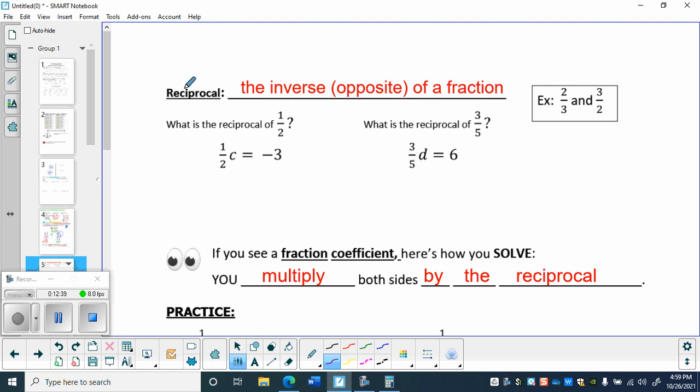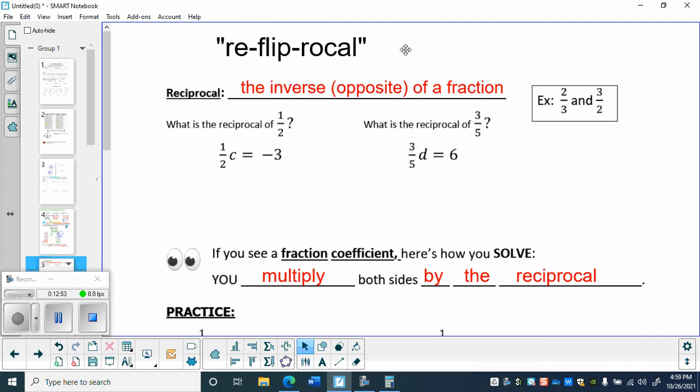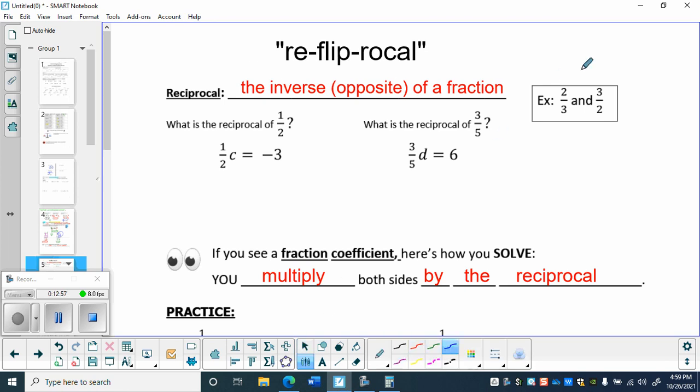Now, some of you might have heard it in elementary school, and you might have even had a teacher call it the "refliprical," and that's just to kind of help you remember to flip the fraction. That's how some teachers in elementary school will teach that. So I've got a couple of examples right here, like if you have a 2/3, its reciprocal is a 3/2. I could start with the 3/2 and say its reciprocal is the 2/3, but all you're doing is flipping the fraction.